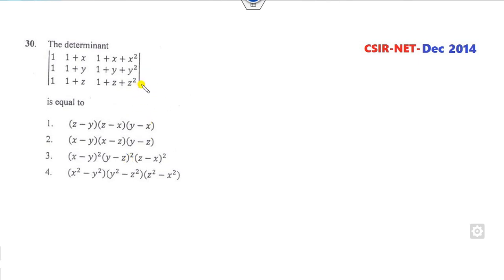Again you can see there are no x, y, z values here. You can choose any value of x, any value of y, and any value of z.